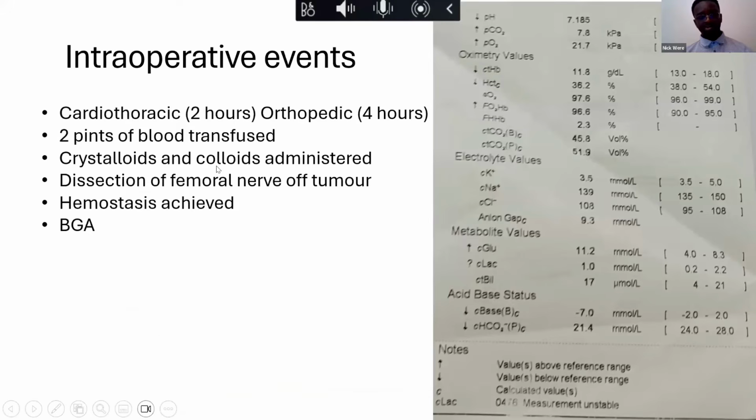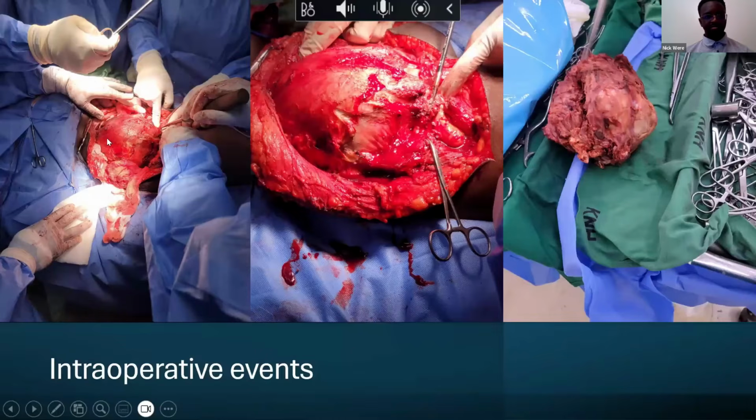Intraoperatively, we took about 6 hours, 2 hours for the cardiothoracic team and 4 hours for the orthopedic team. Transfused 2 pints of blood, gave him crystalloids. Of note was that we dissected the femoral nerve off the tumor and also had to transect some small branches of the tumor. Hemostasis was well achieved, and looking at the intraoperative ABG, it was fairly normal. We are mainly doing it to monitor his fluid or blood requirement. So these are the intraoperative pictures.